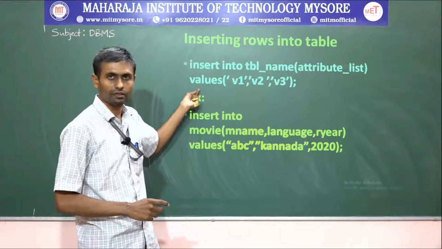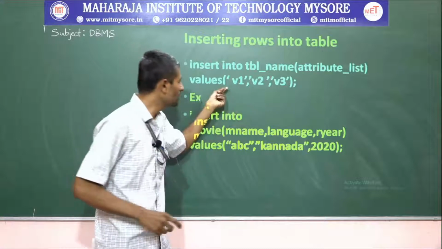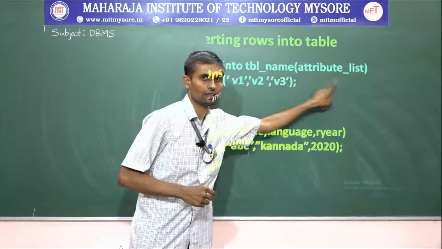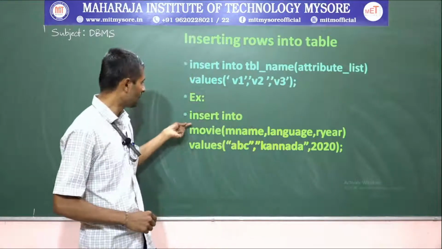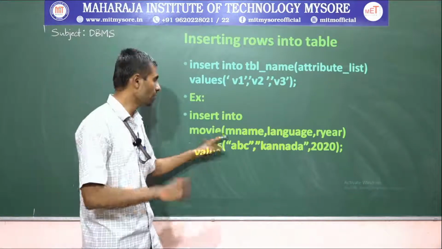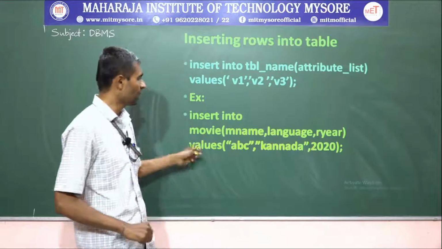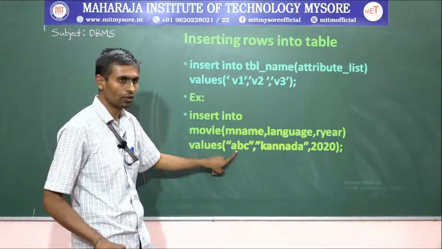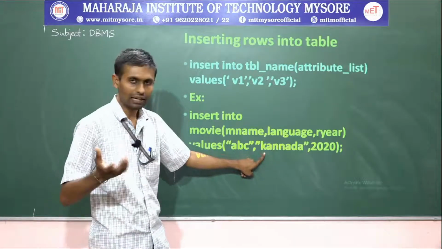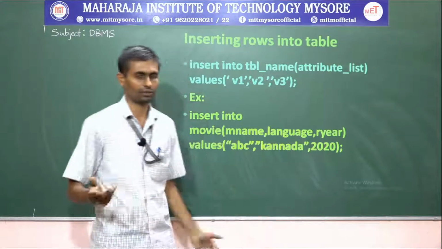Then after this, the values. After the values keyword, we should mention the list of values we plan to have for each of the attributes we mentioned here. For one example, insert into movie, there we have 3 attributes: movie name, language and release year. For the movie name, I want a value like ABC. For the language, I want Kannada. You can have anything, whichever you want. Then for release year, I want to mention 2020 something.